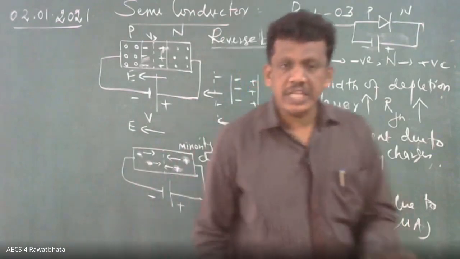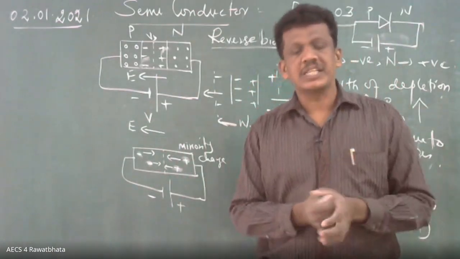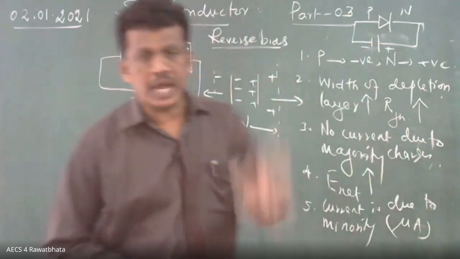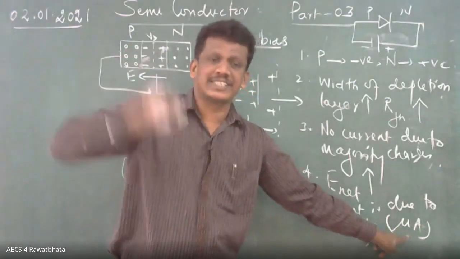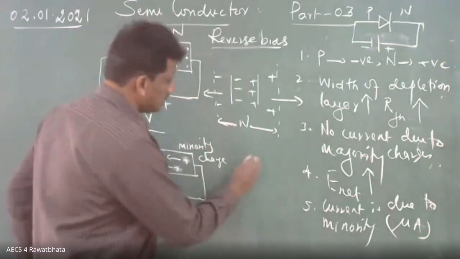So now the current is due to minority charge carrier. Minority charge carrier means what? Less in number. So automatically you will get minimum current. How much? Microampere. 10 power minus 6 ampere. Very, very small. Okay, you see that?